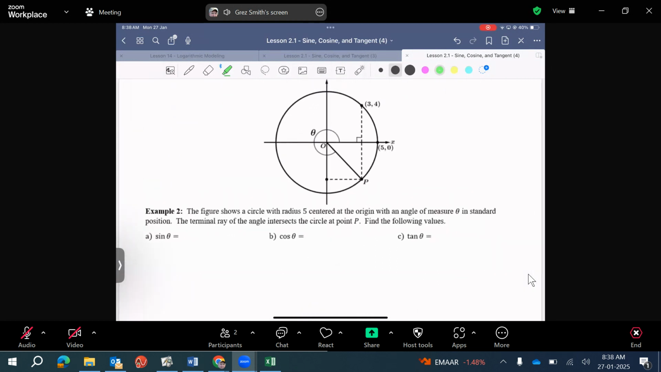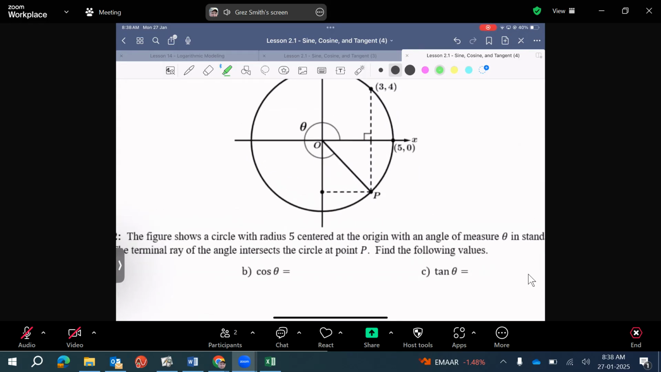Okay, the figure shows a circle with radius 5, centered at the origin with an angle of measure theta in standard position. The terminal ray of the angle intersects the circle at point P. Find the following values, sine theta. So here we have our theta, like this one.